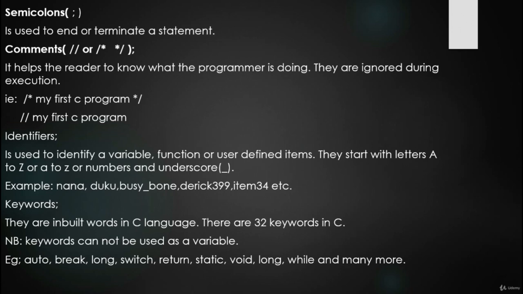We also have keywords. Keywords are inbuilt words in C language. There are 32 keywords in C. Remember, keywords cannot be used as a variable. For instance, we have keywords like auto, break, long, switch, return, static, void, while, and many more. The user cannot use any of these keywords as a variable. We'll learn about variables later.